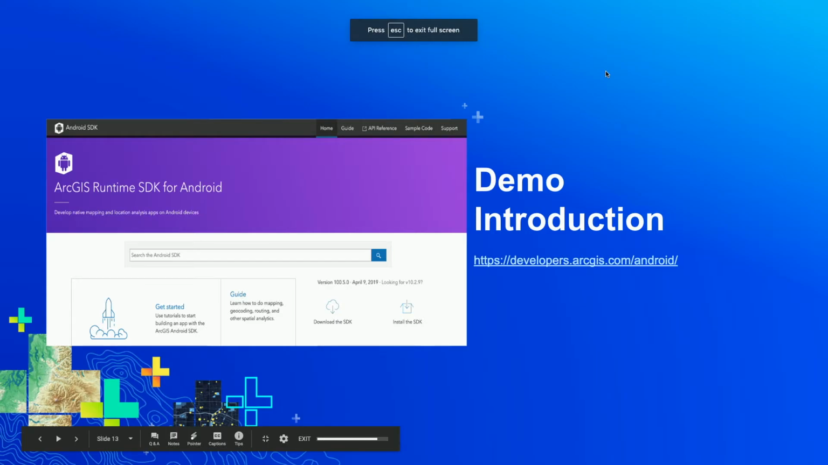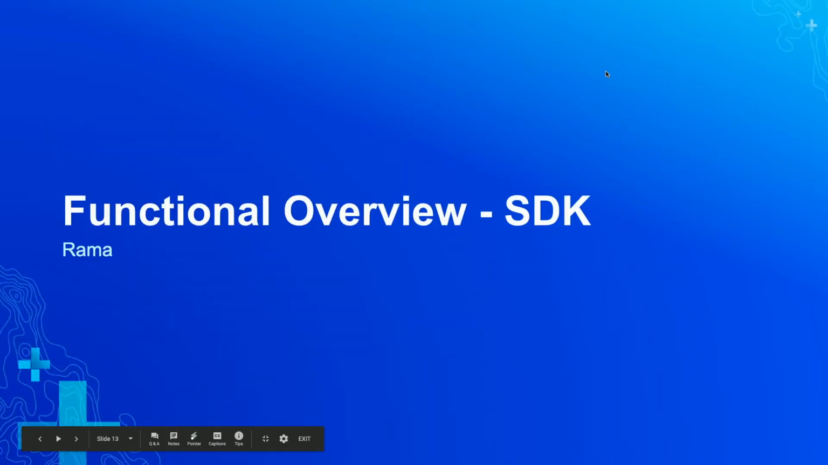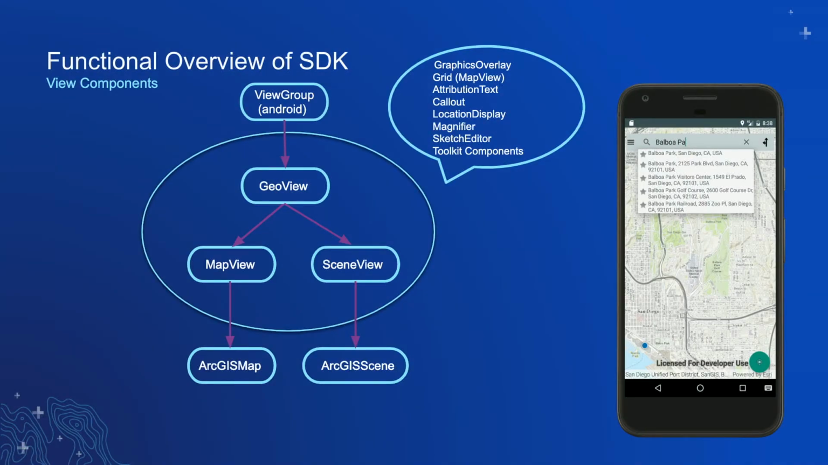So let's move on to the second section, which is the overview of the SDK. For any app that you want to build, the fundamental thing you want to have is a view. That's one of the important components. The fundamental component that we have is the GeoView, which extends the Android ViewGroup, and the MapView extends the GeoView, and the SceneView also extends the GeoView. So that's our key view component.